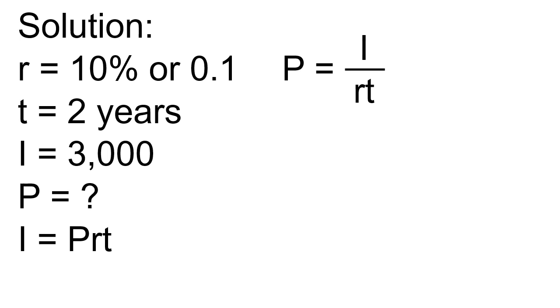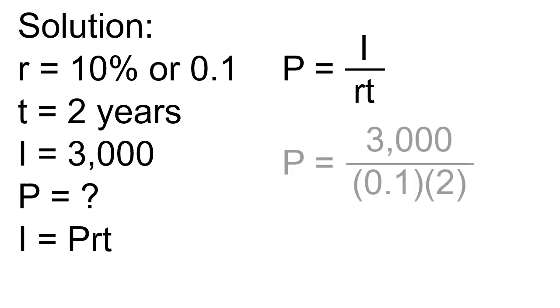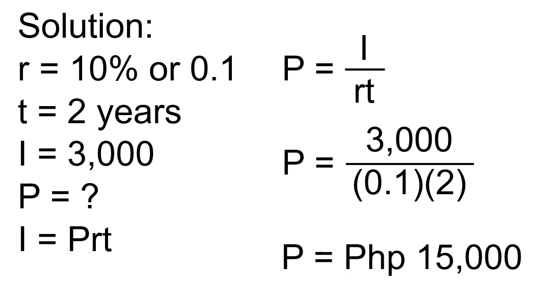Okay, so just substitute the values of I, R, and T. So we have 3,000 over 0.1 times 2. 0.1 times 2 is 0.2. And 3,000 divided by 0.2 is 15,000. So the principal amount is 15,000 pesos. So you can make use of a calculator to solve this. But if you want to solve this manually, that's also okay.